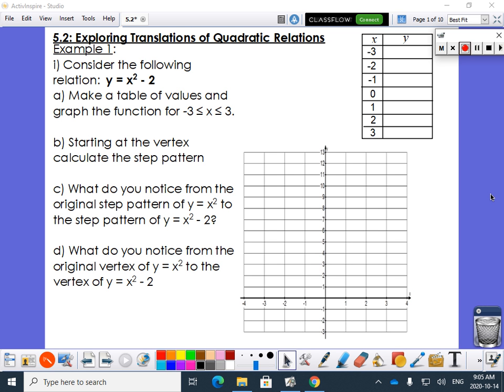Now we're going to be looking at shifts, so vertical shifts, the parabola moving up or down, as well as translations, which we call a horizontal translation.